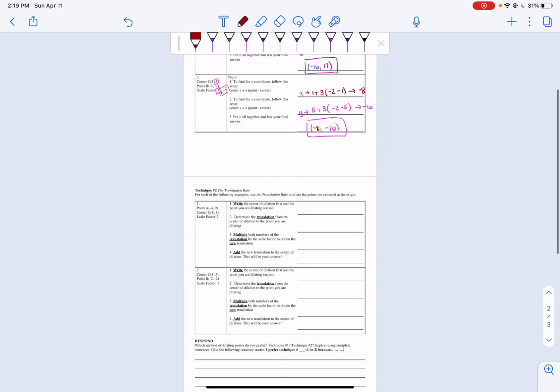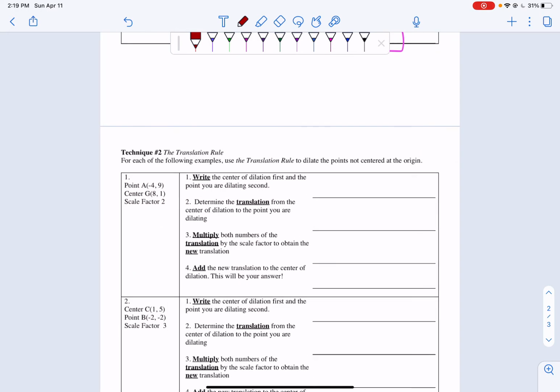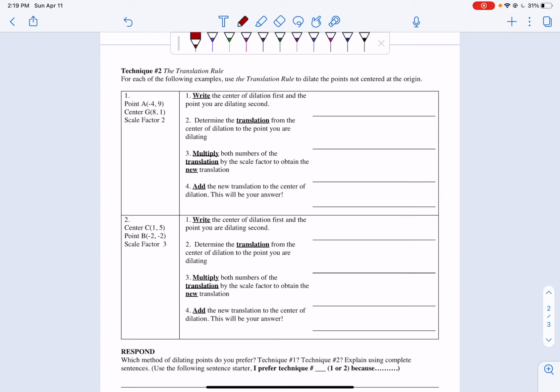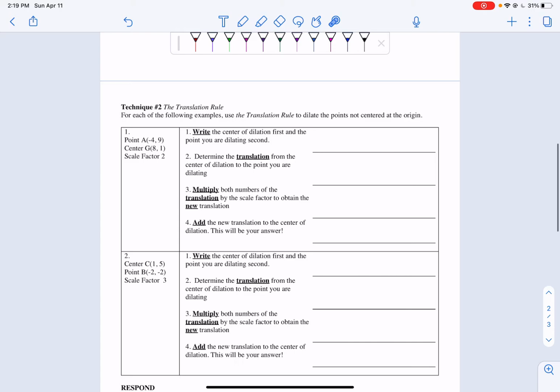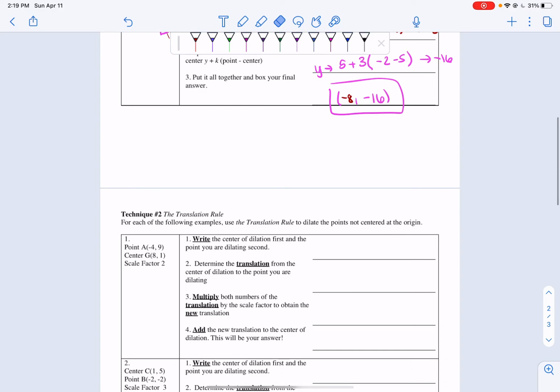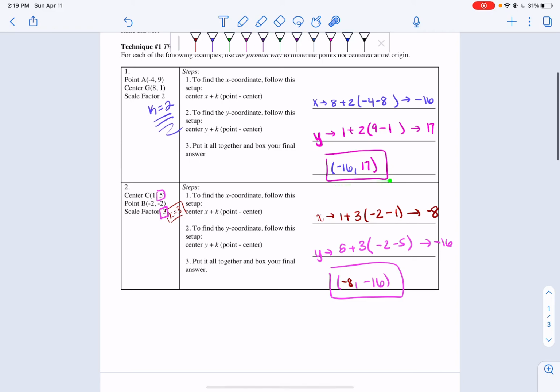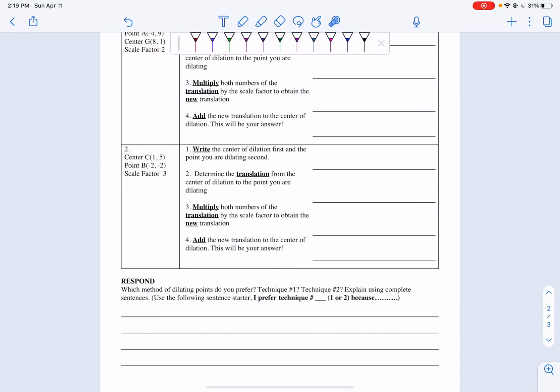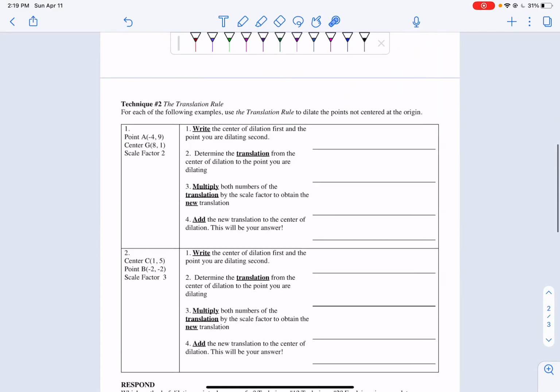Good. Let's go on to the translation way, or the translation rule. Sorry, my apologies. The translation rule. For each of the following examples, use the translation rule to dilate the points not centered at the origin. So if you look, these are the exact same problems as above, just with a different procedure. So for question number 1, we should get -16, 17. For question number 2, we should get -8, -16, or whatever that answer was.